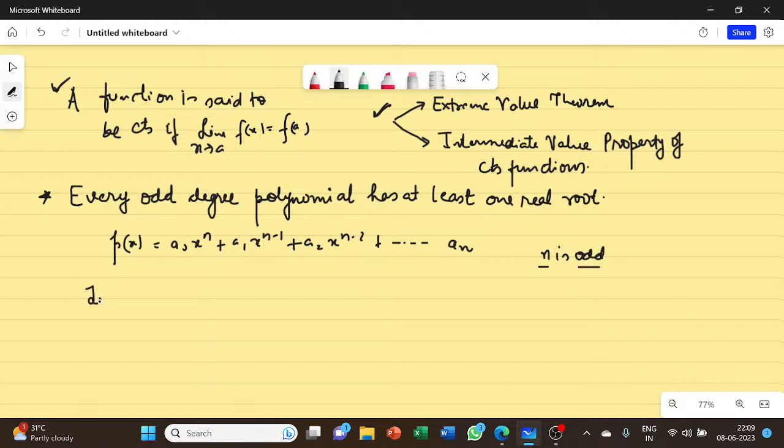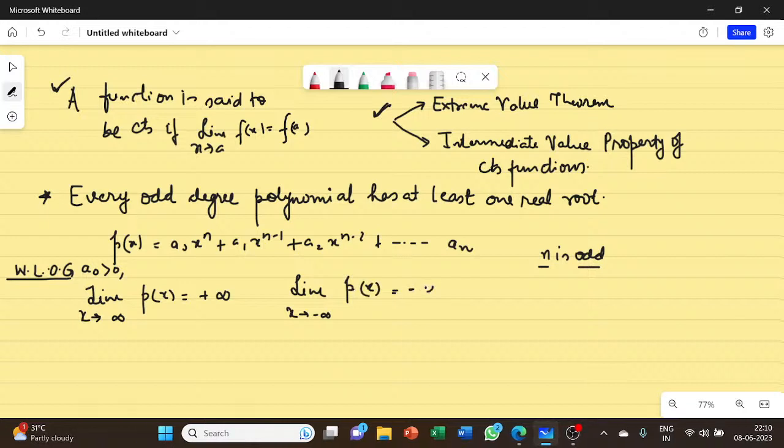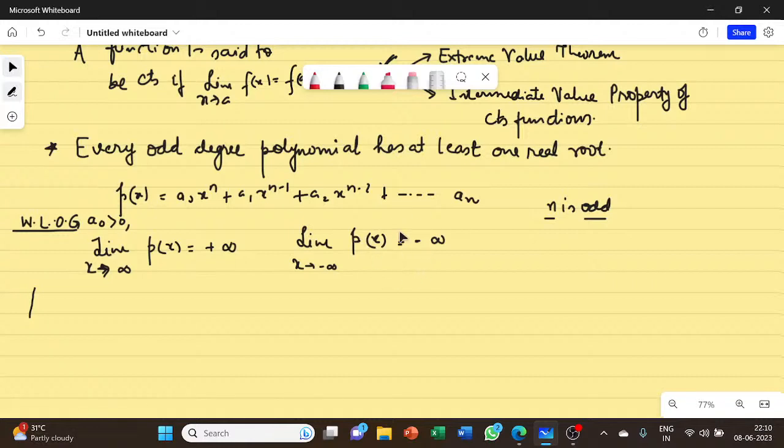Now, if I want to find how my limiting value would behave as x tends to infinity, let us assume, without loss of generality, that a0 is positive. Now, limit x tends to infinity of p(x) would go towards plus infinity. And how would limit x tends to minus infinity behave? Limit x tends to minus infinity of p(x) will be equal to minus infinity. So you can see that your function is changing sign for large values. As x tends to infinity, p(x) is going towards infinity, and as x tends to minus infinity, your function is going towards minus infinity.